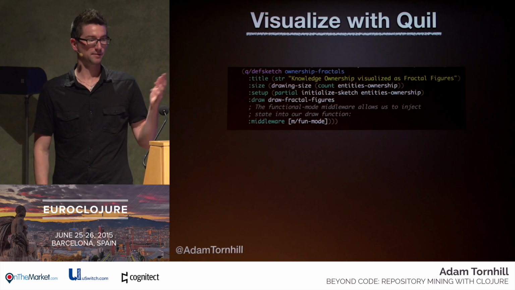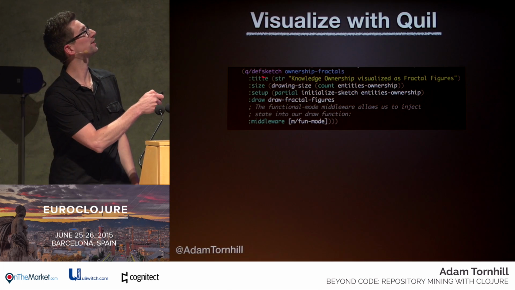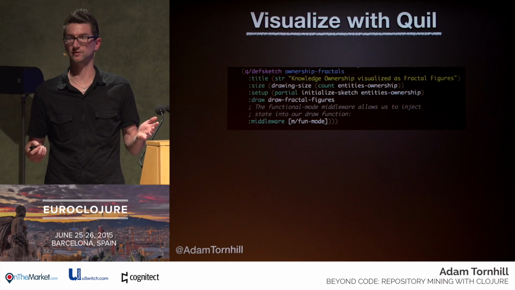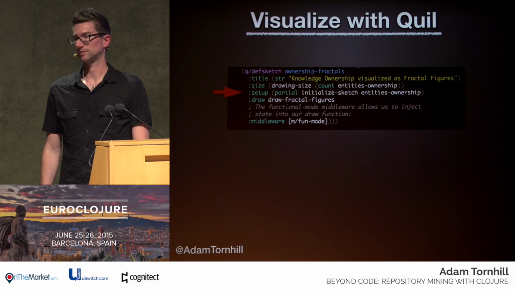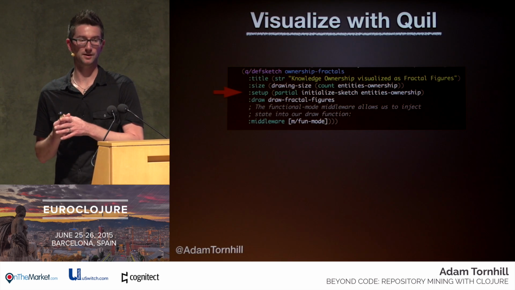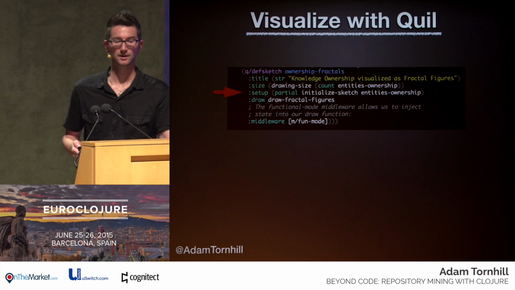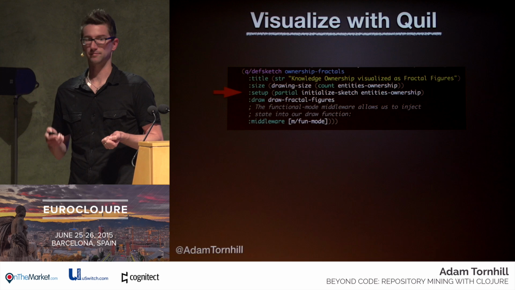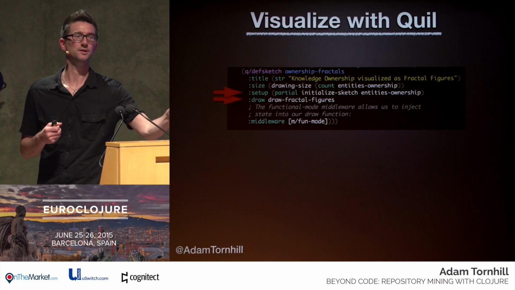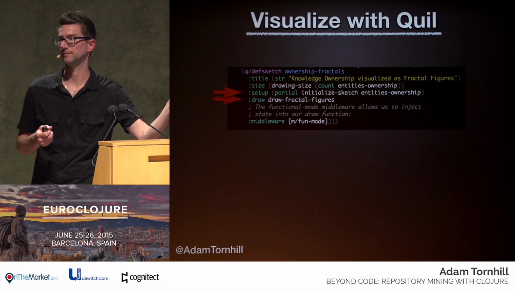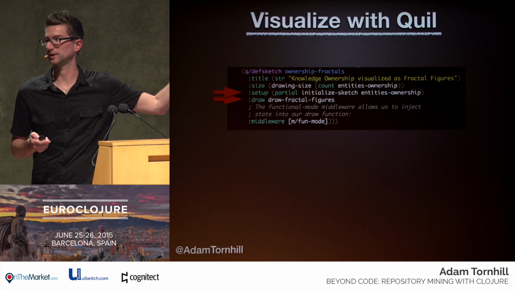Quil uses the basic concept called a sketch. So we use a macro, defsketch, to define our sketch. That's just as in Processing. We also have to specify a setup function. And setup is something that Quil would call for us once at startup to create the initial state. That's just as in Processing as well. And then we have to specify a draw function. And draw will be called repeatedly to do something interesting on screen. So far, that's exactly the programming model of Processing.